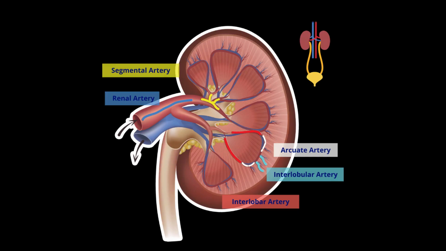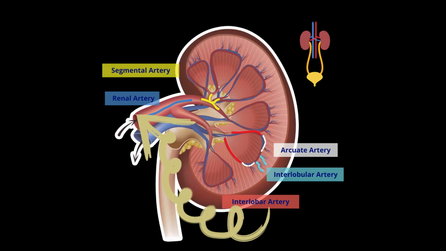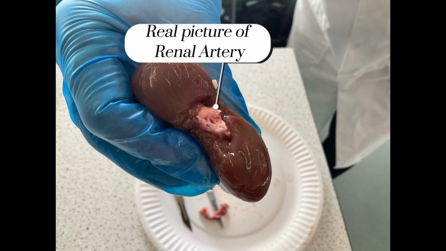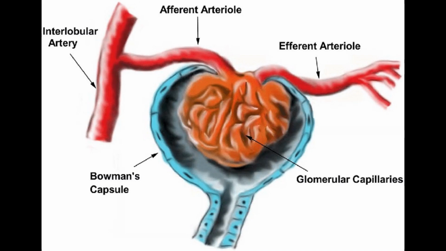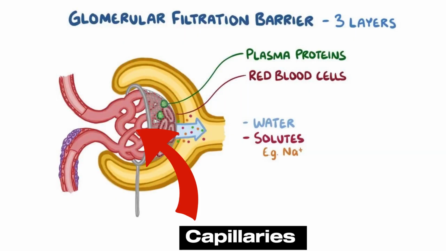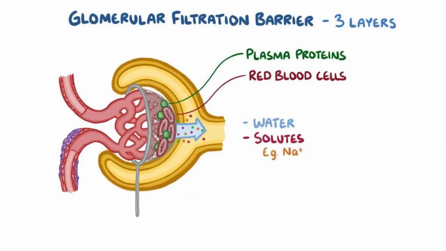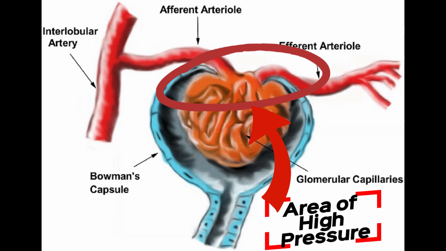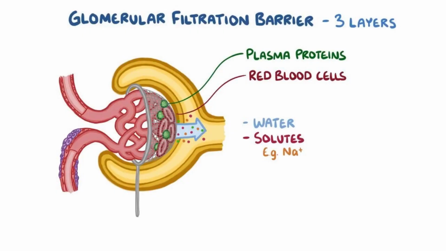Firstly, blood from the body moves into the renal artery. The renal artery branches out into afferent arterioles, which connect to the glomerulus, a structure containing lots of capillaries. Blood is flowing at very high pressure here, since the afferent arteriole is much larger than the efferent arteriole, which carries blood out of the nephron.